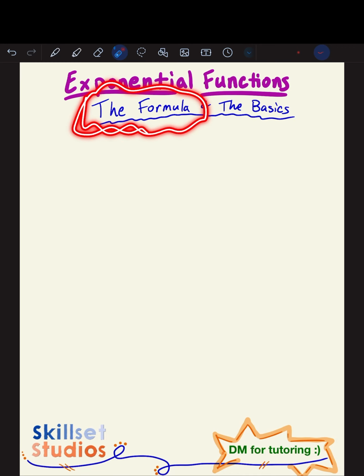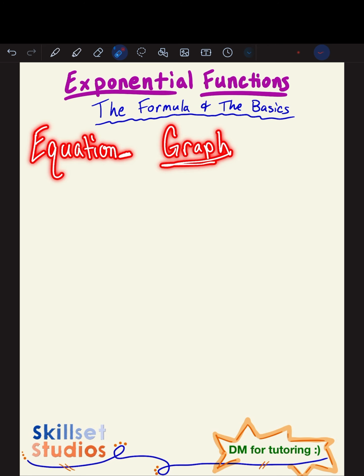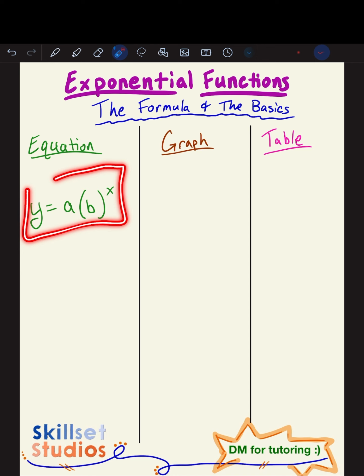Exponential functions, how to use a formula, and all the basics. Usually an exponential function can be represented in three different ways. One is from the equation, another is from a graph, and the last is from a table. In textbooks, this is normally the formula you see.